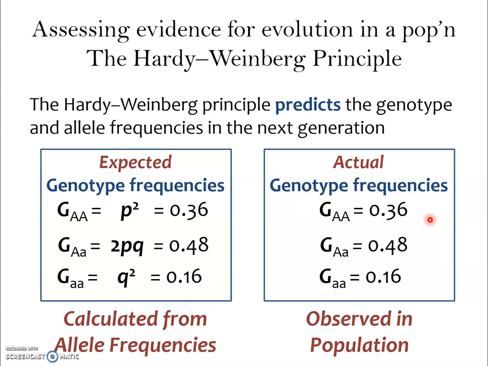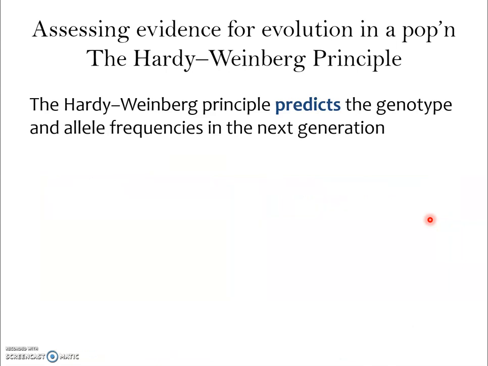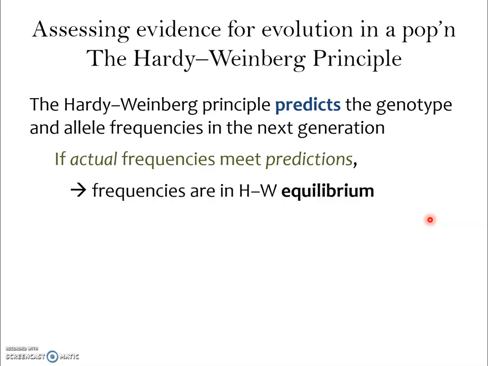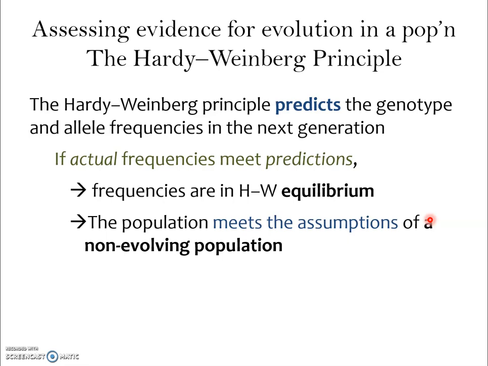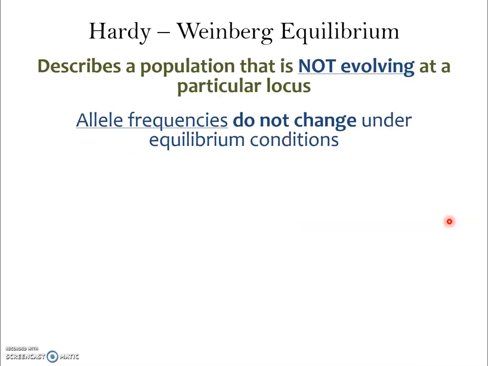Now here's the key. We compare our actual to our expected. And you can see they're the same because I made this example up and I made it work. So if our actual frequencies meet our predicted or expected frequencies, that tells us that the allele frequencies, the gene that we're looking at, is in Hardy-Weinberg equilibrium. It is not evolving. This tells us that our population meets the assumptions that we make about a non-evolving population, and we're coming to those on the next slide. If our actual frequencies are substantially different from our expected frequencies, this tells us that the population is evolving.